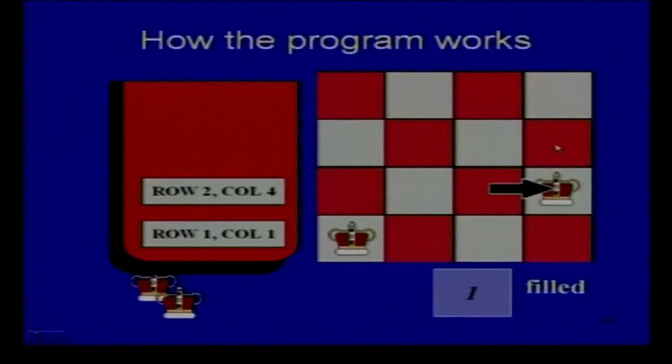Now, in row 3 what happens? We cannot place it here. Can we place it here? Yes. We cannot place it here because it is a diagonal. So, we place it here.